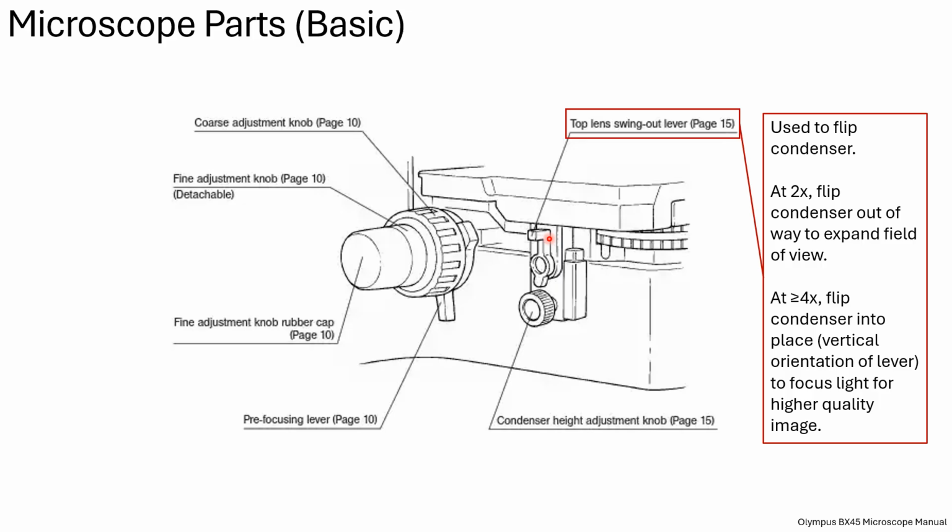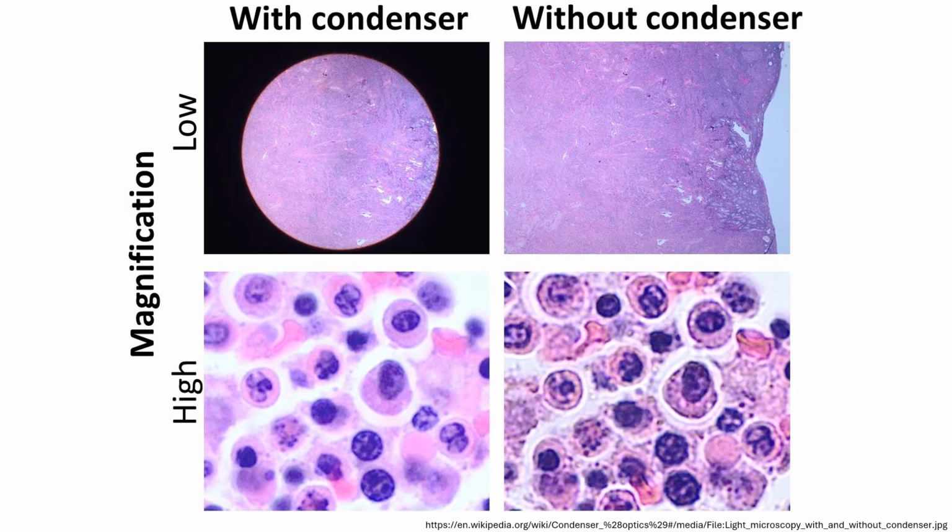When the condenser switch is in the vertical position, the condenser is in place. You can also peek through the hole in the center of the stage to see the condenser move as you flip the condenser switch. This picture demonstrates the utility of the condenser.